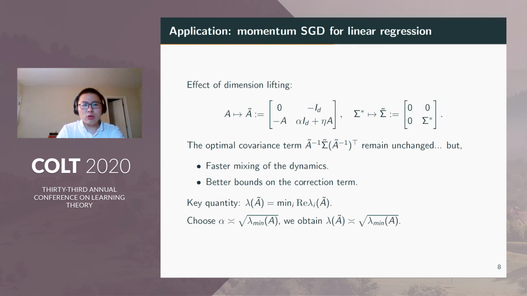And through some simple calculation, we can see that the optimal covariance term doesn't change, but there is some acceleration effect from the mixing time and the bound on the correction term. Actually, both of the terms can be improved by a square root order. Both terms depend on the quantity k, which is the minimum real part of eigenvalues of this matrix A tilde. By choosing the momentum parameter alpha optimally, we can show that you can improve this minimum real part to square root of lambda min of A. This improvement is significant when the matrix A is ill-conditioned.